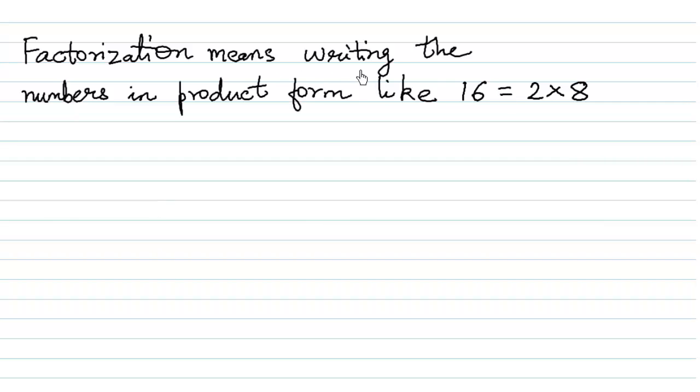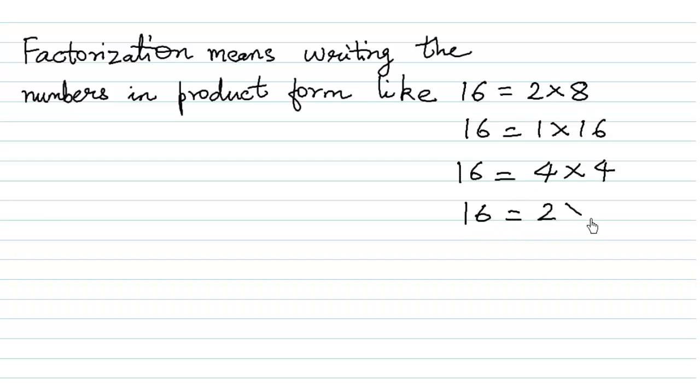Factorization means writing the numbers in product form, like 16 is 2 8s, or we can say 16 is 1 16s, or we can say 16 is 4 4s. So 4 4s or 1 16s or 2 8s, or even writing it as 2 into 2 into 2 into 2. So 2 2s is 4 and 4 4s is 16. All these are different ways of writing a number in factorized form. So that is called factorized form.